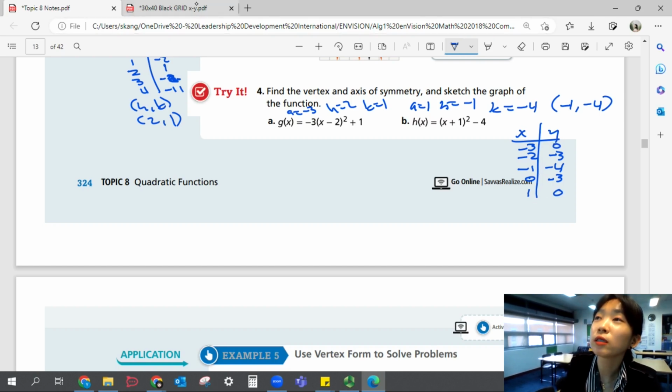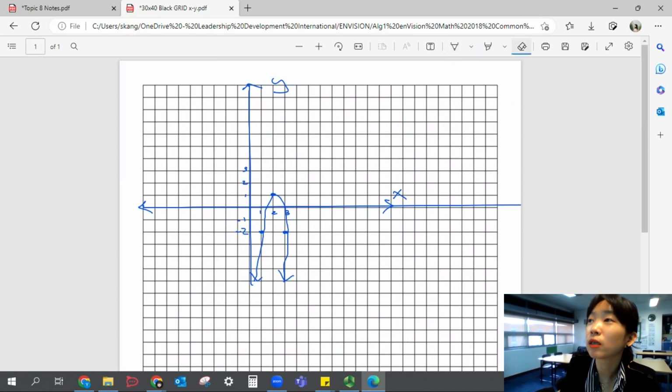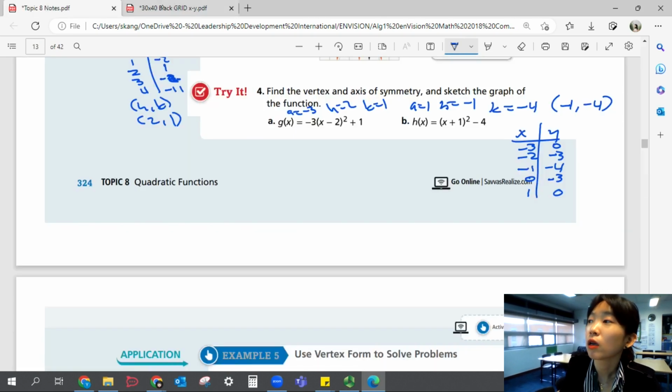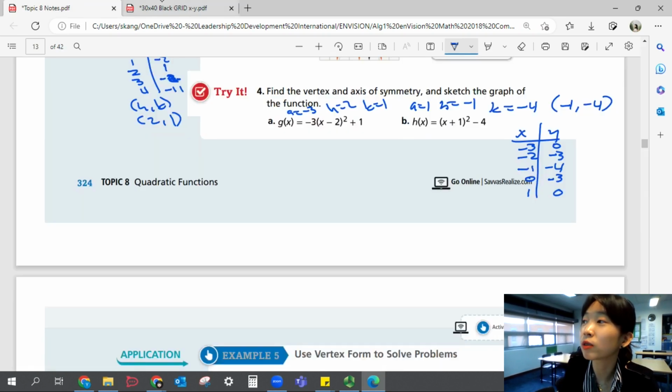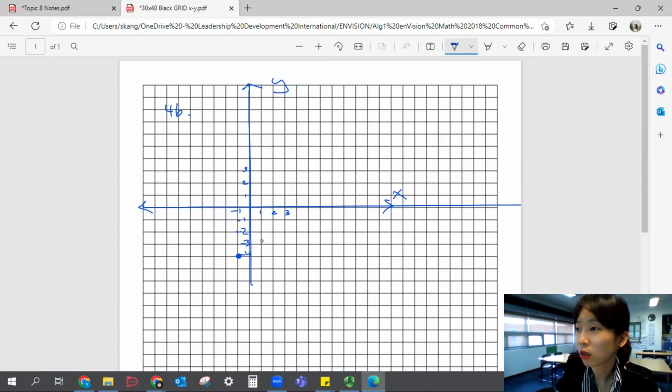So start with -1, -4, so I'm going to erase that. So that was for A, okay? And this is for 4B. -1, -4. So that's your vertex, and you know your graph is going to face upwards like your parent graph. You're just moving your parent graph. And then you have 0, -3, 1, 0, and same here, same there.